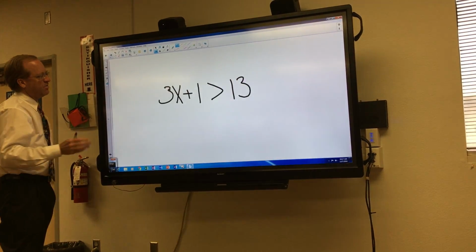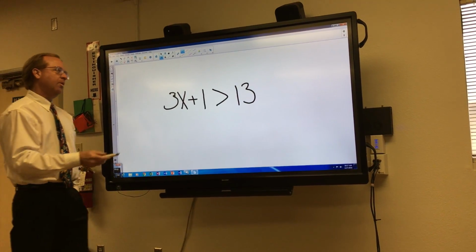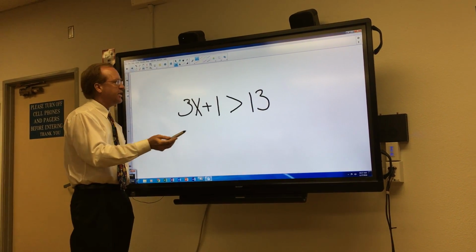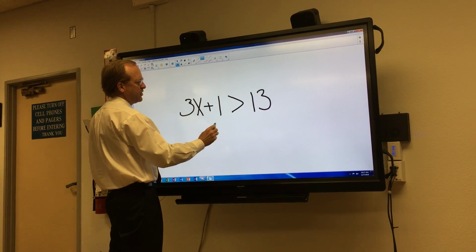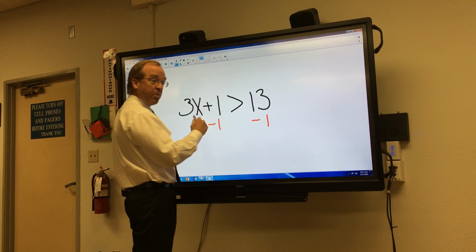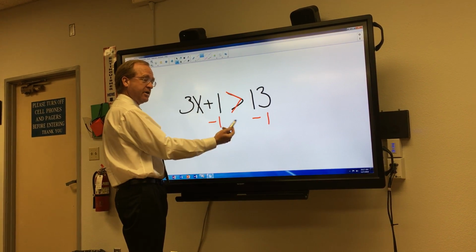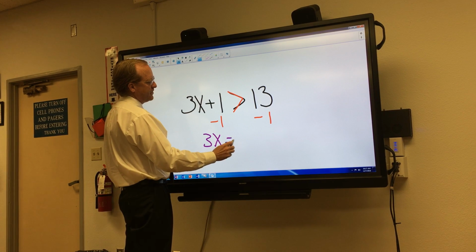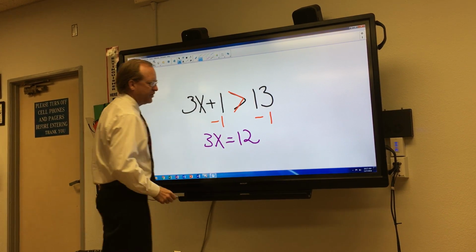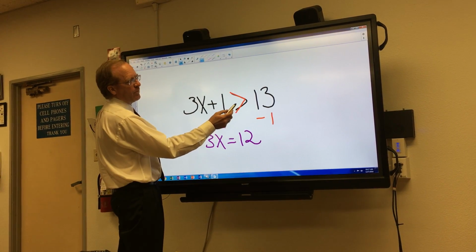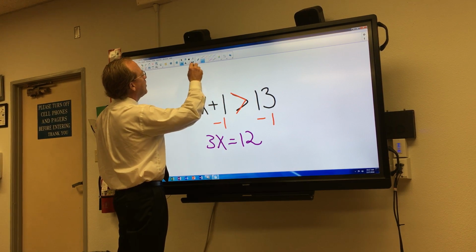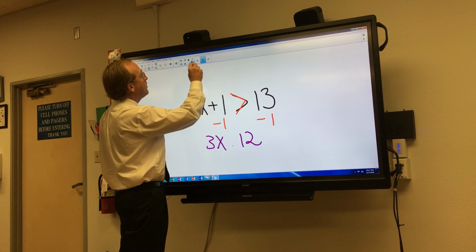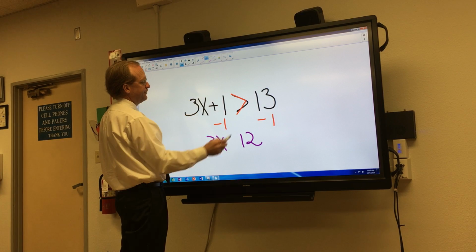Now, we've been doing the same thing with the inequalities. X is on one side, numbers on the other. No difference whatsoever. Again, same problem, but notice I'm using an inequality sign. So I'm going to wind up with 3x is equal to 12. Oh, I'm sorry. I'm on the last problem still. I'm going to wind up with 3x is greater than 12.